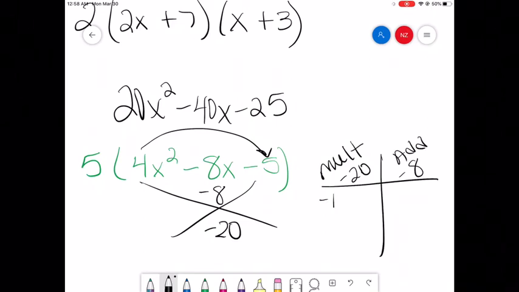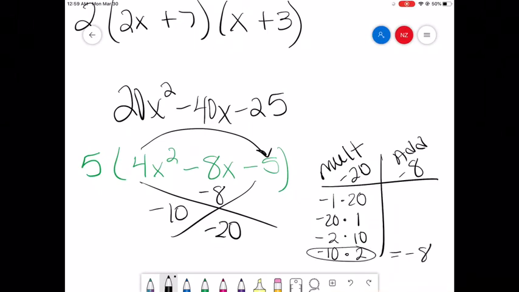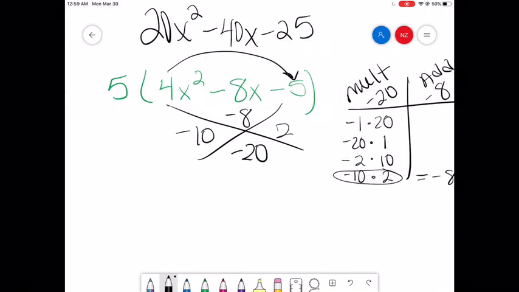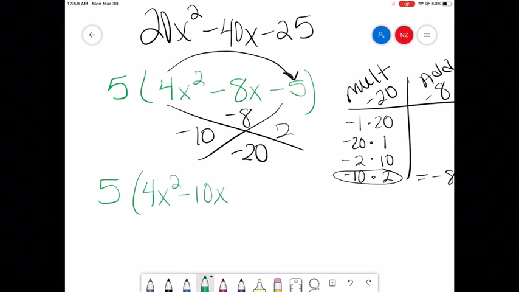Ooh, this one's complex. So I have negative 1 times 20, negative 20 times 1, negative 2 times 10, negative 10 times 2. For the sake of time here, I'm going to stop here because I already see my answer. That's negative 8. So negative 10 and 2. Drop down that 5. And inside I now have 4x squared minus 10x plus 2x minus 5.